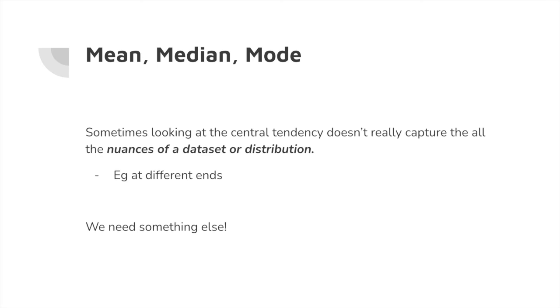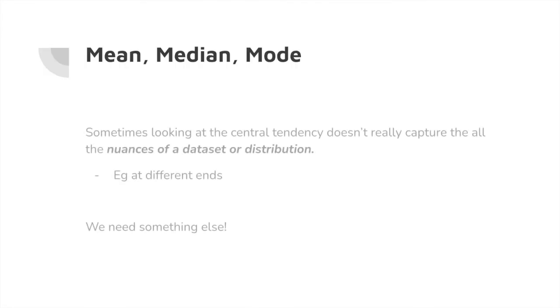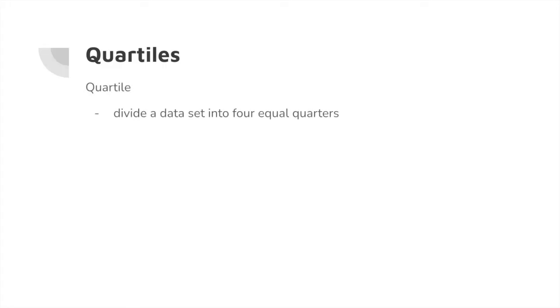For example, we can see that the median income worldwide is less than the mean, and that tells us that income distribution is skewed. However, to what extent is it actually skewed? Is income really unfairly distributed, or is it not very skewed, which may suggest a fluctuation of the market? To see this, we can take a look at quartiles and interquartile range. Quartiles, as the name suggests, divide a dataset into 4 equal quarters.